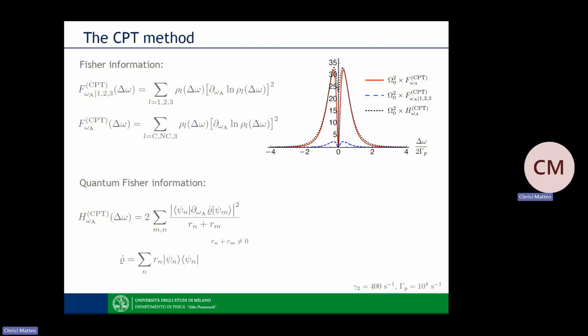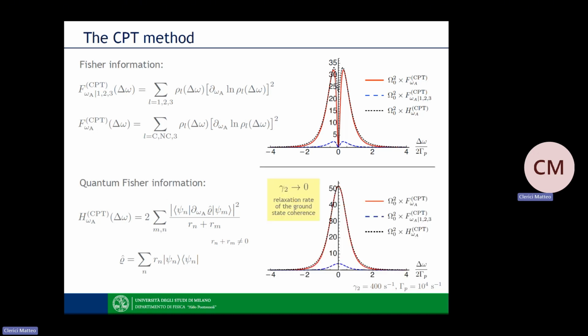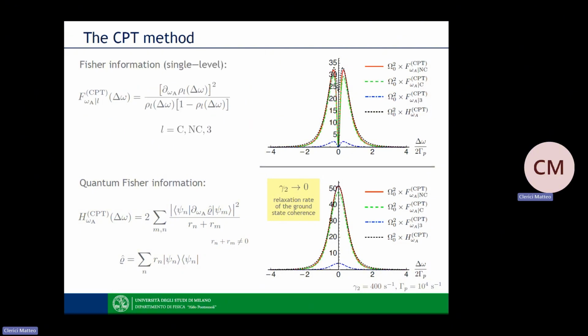Here you have the Fisher information, and you can see that if you measure the coherences, namely the red lines, you can reach almost the best you can do, namely the quantum Fisher information. Whereas if you measure the population levels, you have a worse result. The quantum Fisher information can be defined this way because now you no longer have a pure state, but a statistical model. As I told you, if you set to 0 the relaxation rate of the ground state coherence, you can see that you go to the maximum, as you expected.